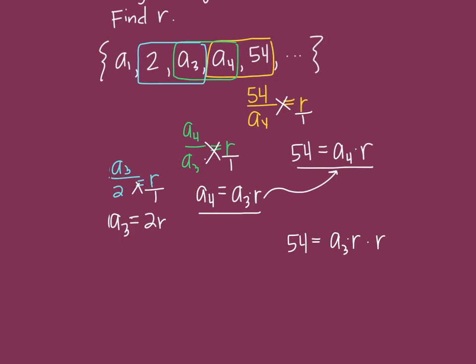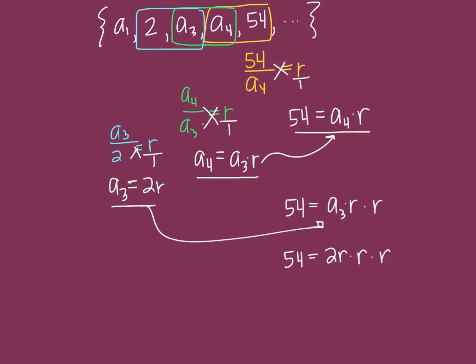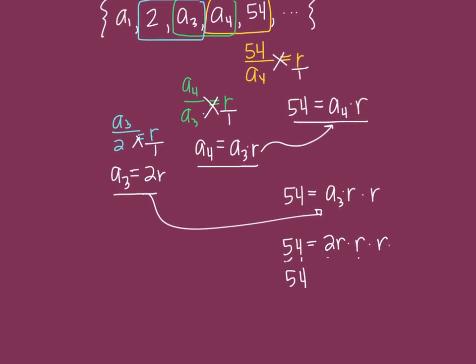Now I'll look back again. What does A sub 3 equal? A sub 3 equals 2R. So I'm going to substitute in for A sub 3. So now I have 54 equals 2R times the other R and times the final R. That's 54 equals 2R cubed.